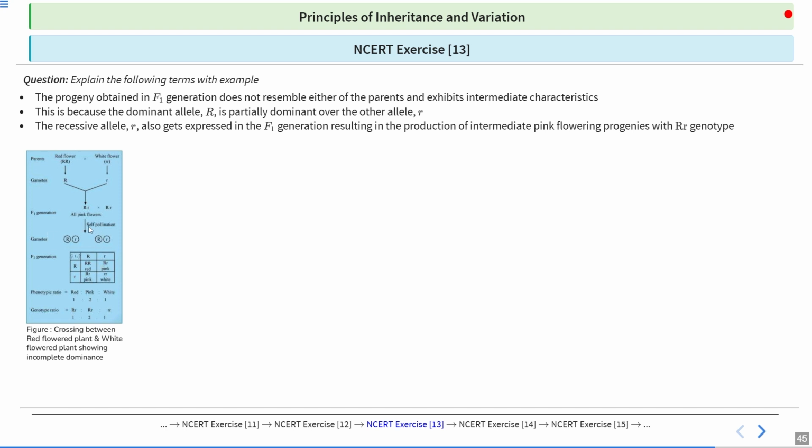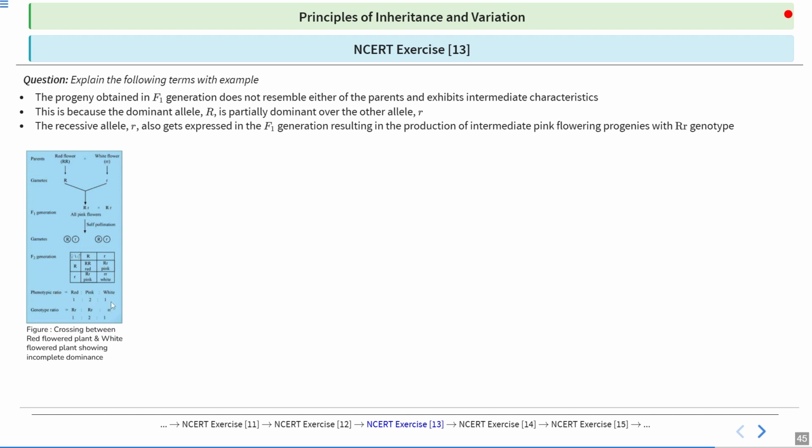Now, after selfing of the F1 generation, you get the F2 generation. Each parent will produce two kinds of gametes. Half of the gametes will contain capital R, half will contain small r. You can make the Punnett square now. On one side you write the male gametes, on the other side the female gametes. Then you can make all the possible combinations here. Now you have to remember one thing here. The phenotypic ratio is 1:2:1.